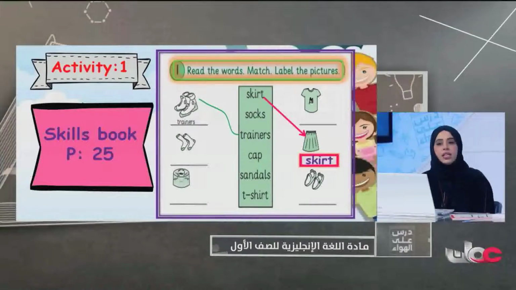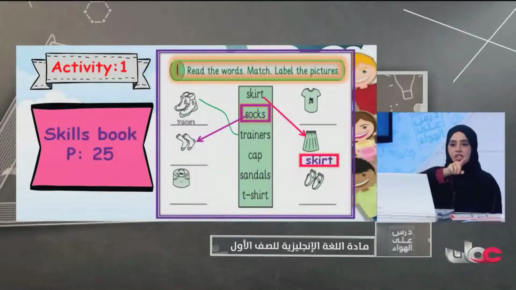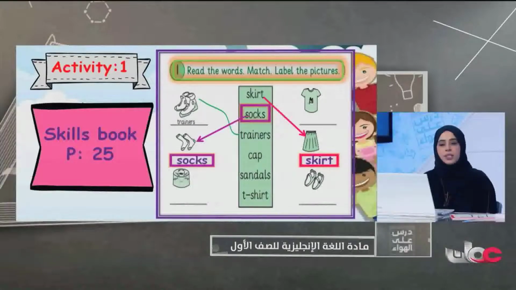Here we have socks. Very good. Socks. Where is the picture of socks? Wonderful. That's the picture of socks. So you have to match and write the word socks. Very good. Let's see what's the next word, which is already matched for you. It's trainers. As you can see, it matched for you with the green color, and also it's written for you. Let's move to the next one.